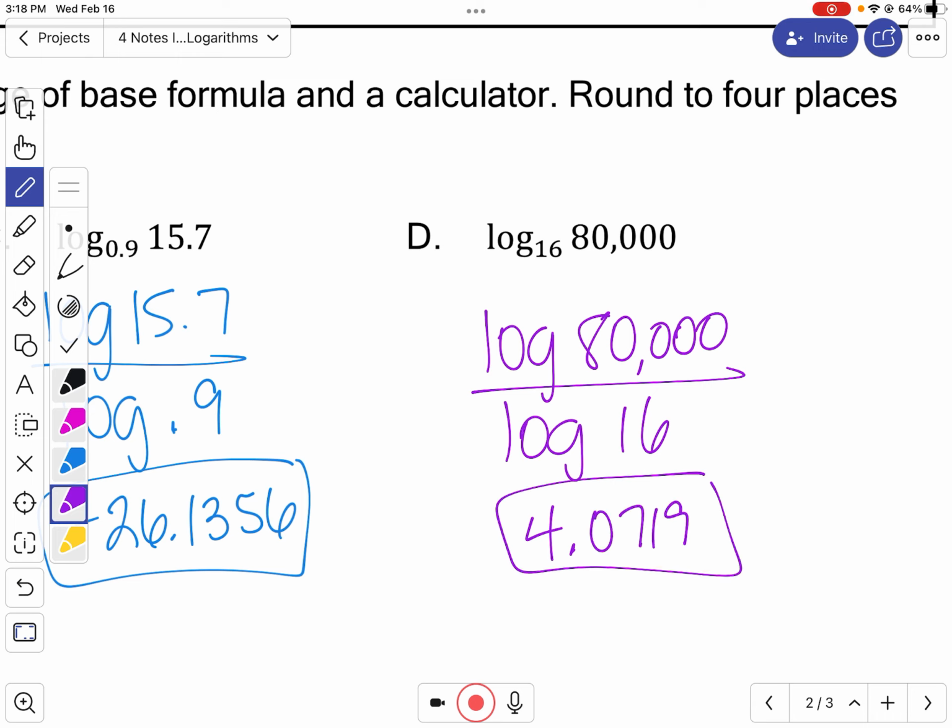So this is one way, if you aren't able to change your base on the calculator, this is one way to evaluate a log using a calculator. So again, I'll show you in a few minutes how we can change that base. So let's flip over.